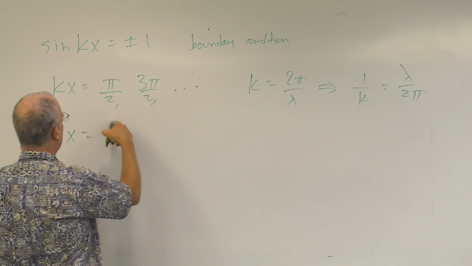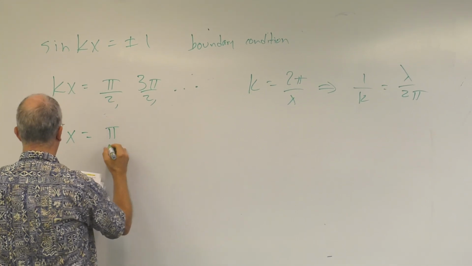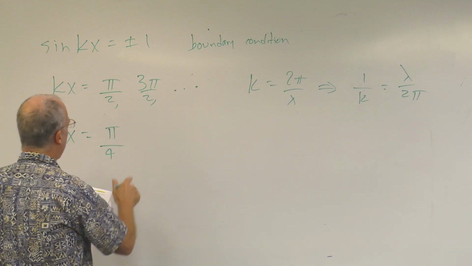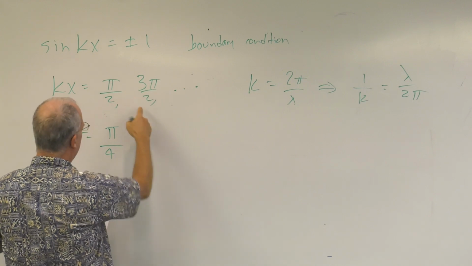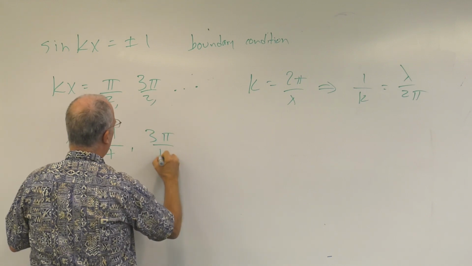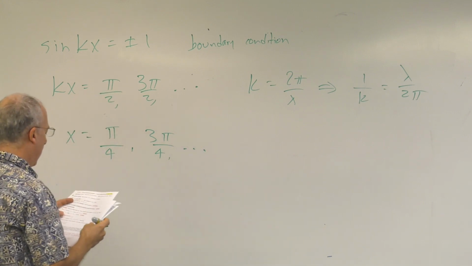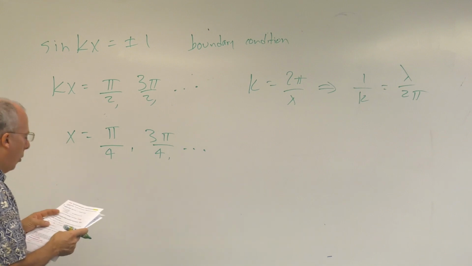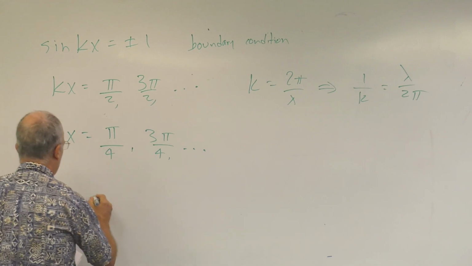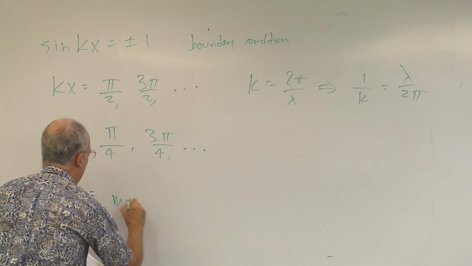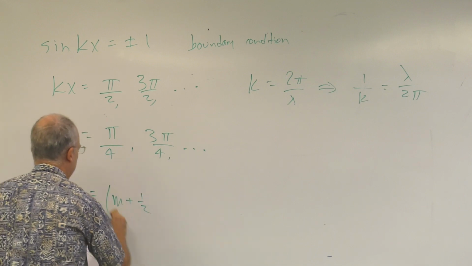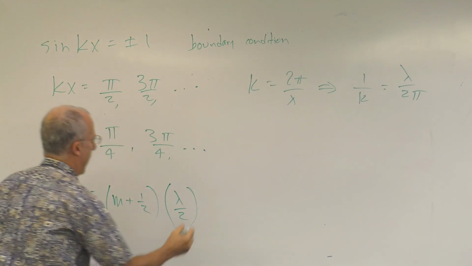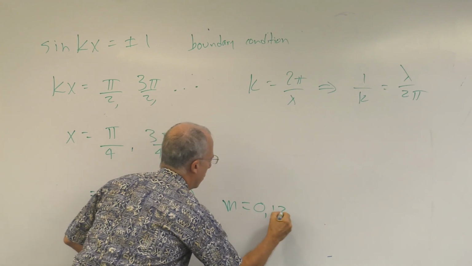Here it's going to be pi over 4. Here we're going to divide by the 2 pi. It's going to be 3 pi over 4, and on and on. So how are we going to write that in a real cool way? Here's how we're going to write that. We're going to say m plus a half times lambda over 2, where m is 0, 1, 2, on and on.